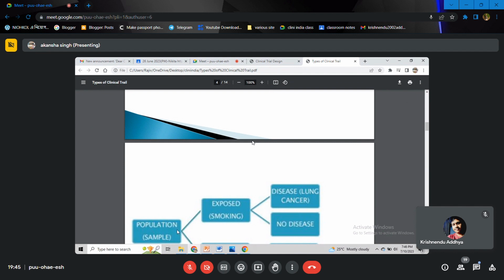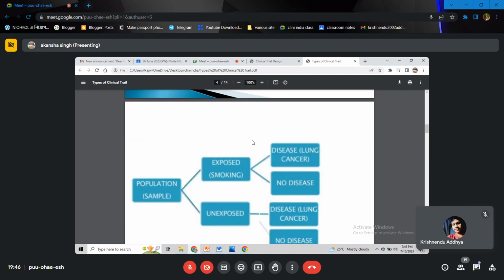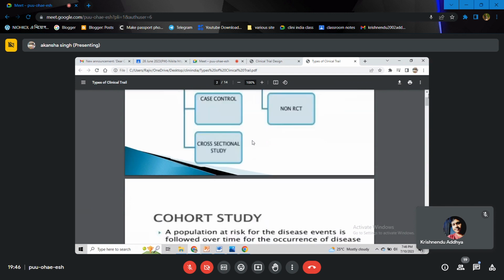Suppose we have taken a sample, and the exposed population is smokers and non-smokers. Based upon that, you have to analyze in the future how many of these people got lung cancer or disease, and how many did not. Among the non-exposed, the non-smokers, how many have lung cancer and how many do not. So based upon the risk factor, the exposure, you determine the risk associated with it. That becomes your cohort study.